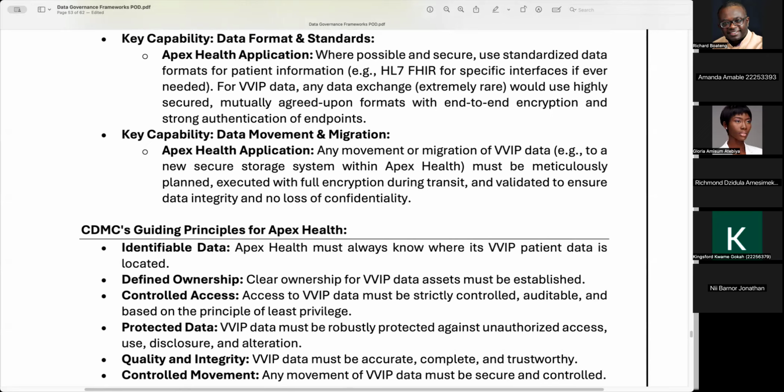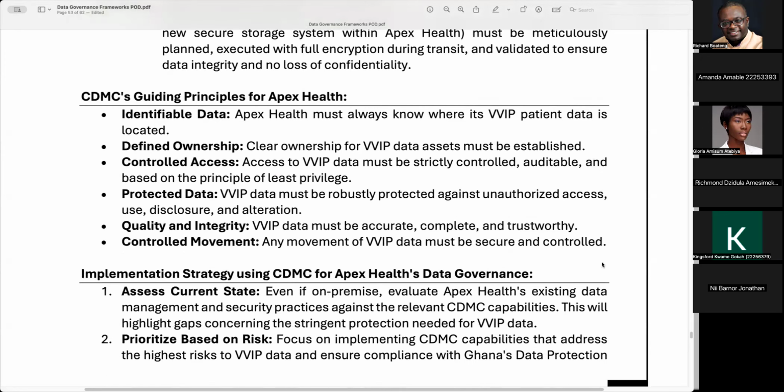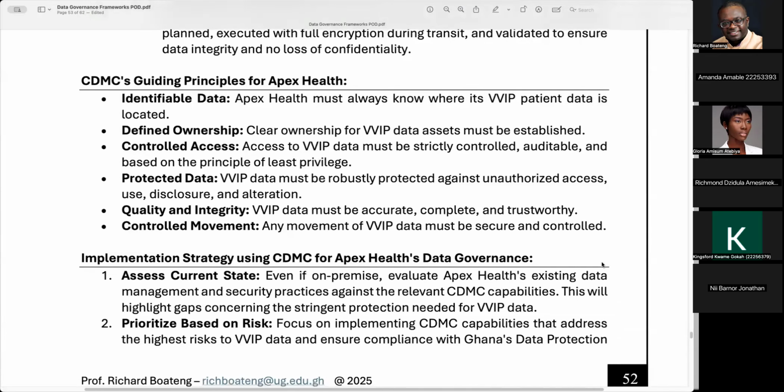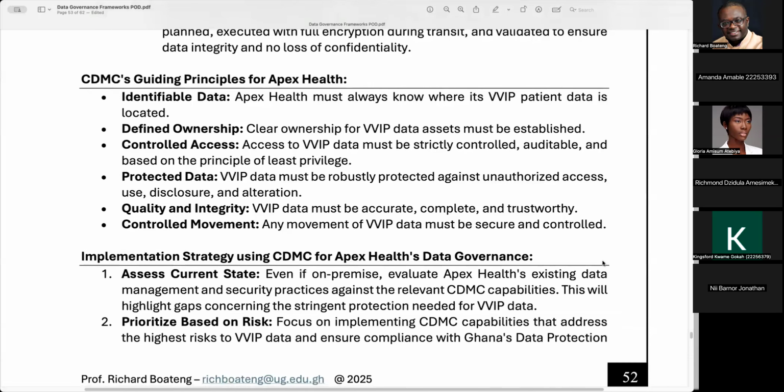Data movement and migration capabilities require meticulous planning, ensuring full encryption during transit, and performing rigorous validation of data integrity and confidentiality whenever VVIP data needs to be moved between systems or locations, for example, during a system upgrade. Underpinning all this, CDMC is guided by core principles that are highly relevant for Apex Health. Ensuring you know where all your identifiable data is, especially VVIP data. Ensuring there is clear defined ownership and accountability. Enforcing strict, auditable, least privilege controlled access, ensuring the data is protected robustly at all times, maintaining data quality and integrity, and ensuring any data movement is secure and controlled.